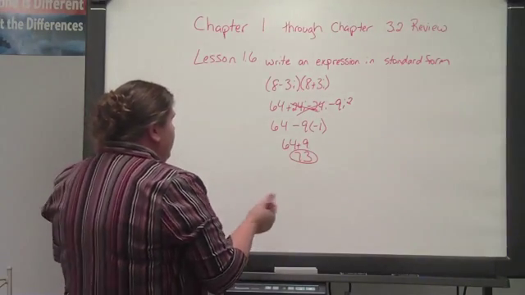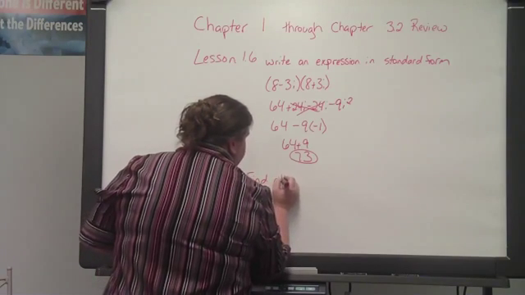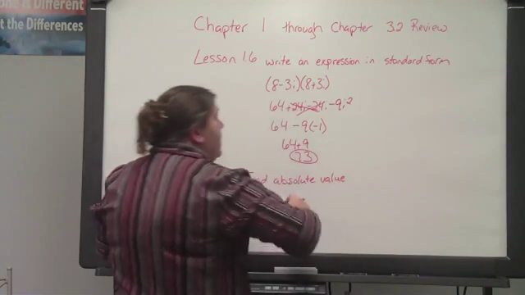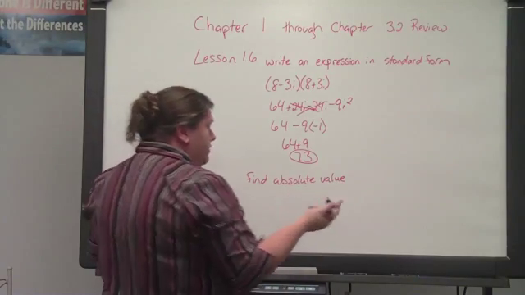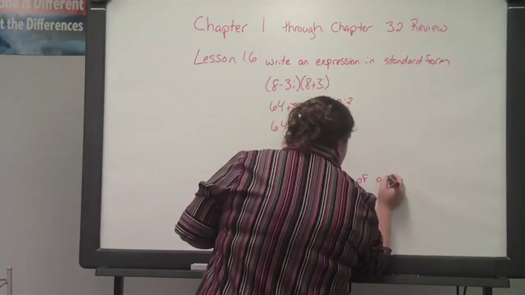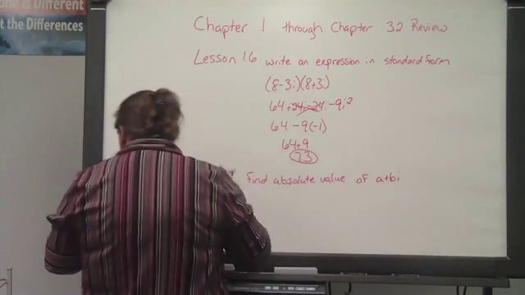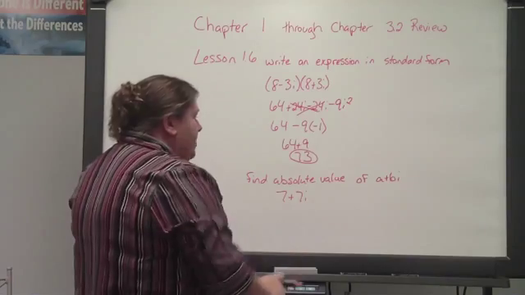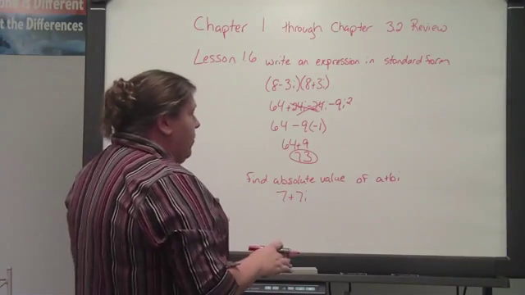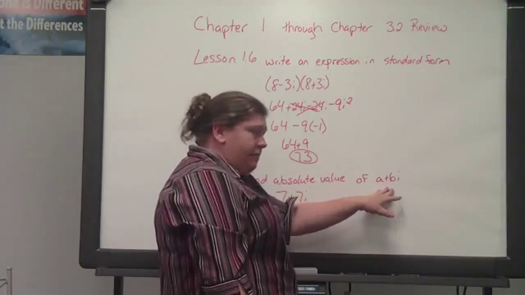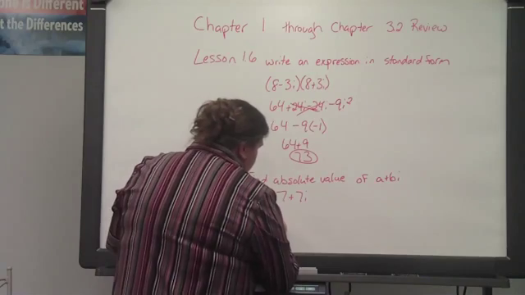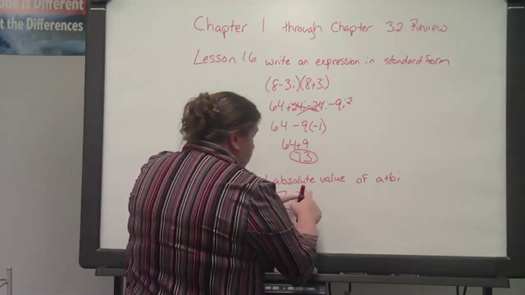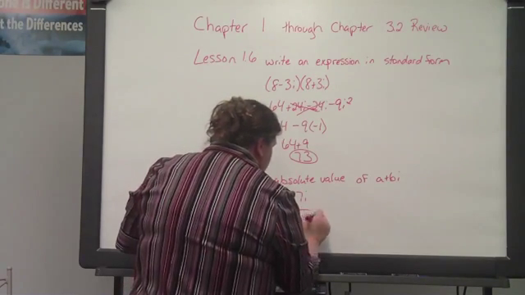Now the next thing I want to do is find the absolute value of a standard form of a plus bi. Find the absolute value of a plus bi. And so what they gave us is the equation 7 plus 7i. The way to find the absolute value of a complex number, which is a plus bi, what you have to do is say the square root of your a, which is 7 squared, plus your b, which is 7 squared.